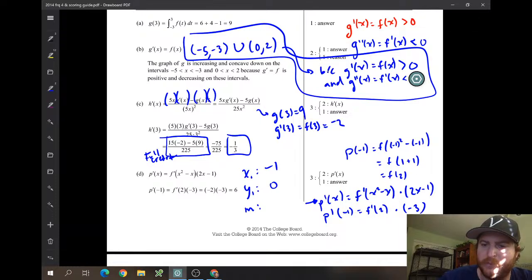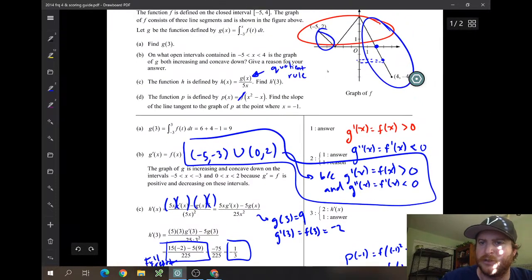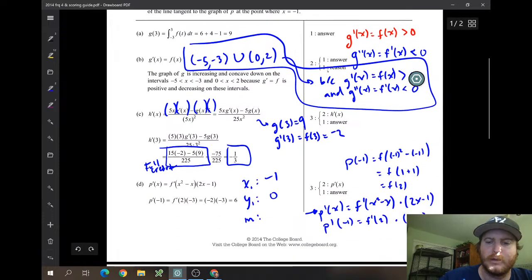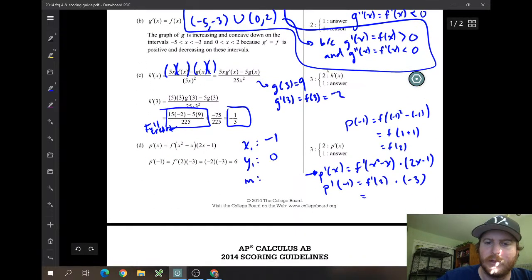Then the slope at 2 is the slope of this line. Down how many, over how many, right? So it's the rise over the run. So down 2 over 1, down 2 over 1. So the slope here was negative 2.